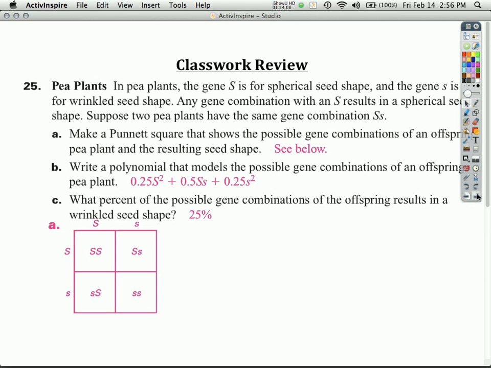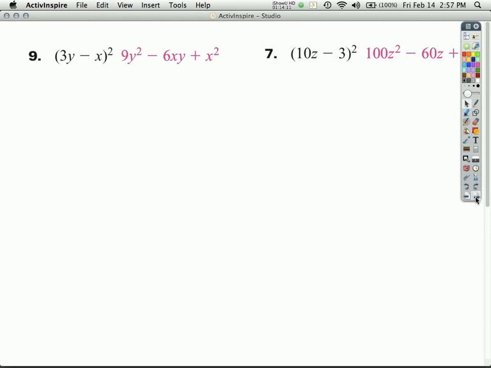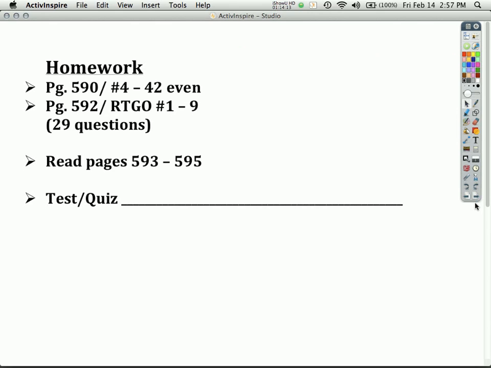Okay? Draw a line across your paper. Your homework is on page 590, numbers 4 through 42 even. In preparation for your quiz on Tuesday, you're doing page 592, the ready to go on, numbers 1 through 9. It's a total of 29 questions, which is on the high side of my homework assignments. However, keep in mind a couple of things. One, half the questions you're supposed to do in about 2 seconds. And you have a long 3-day weekend to complete the assignment.